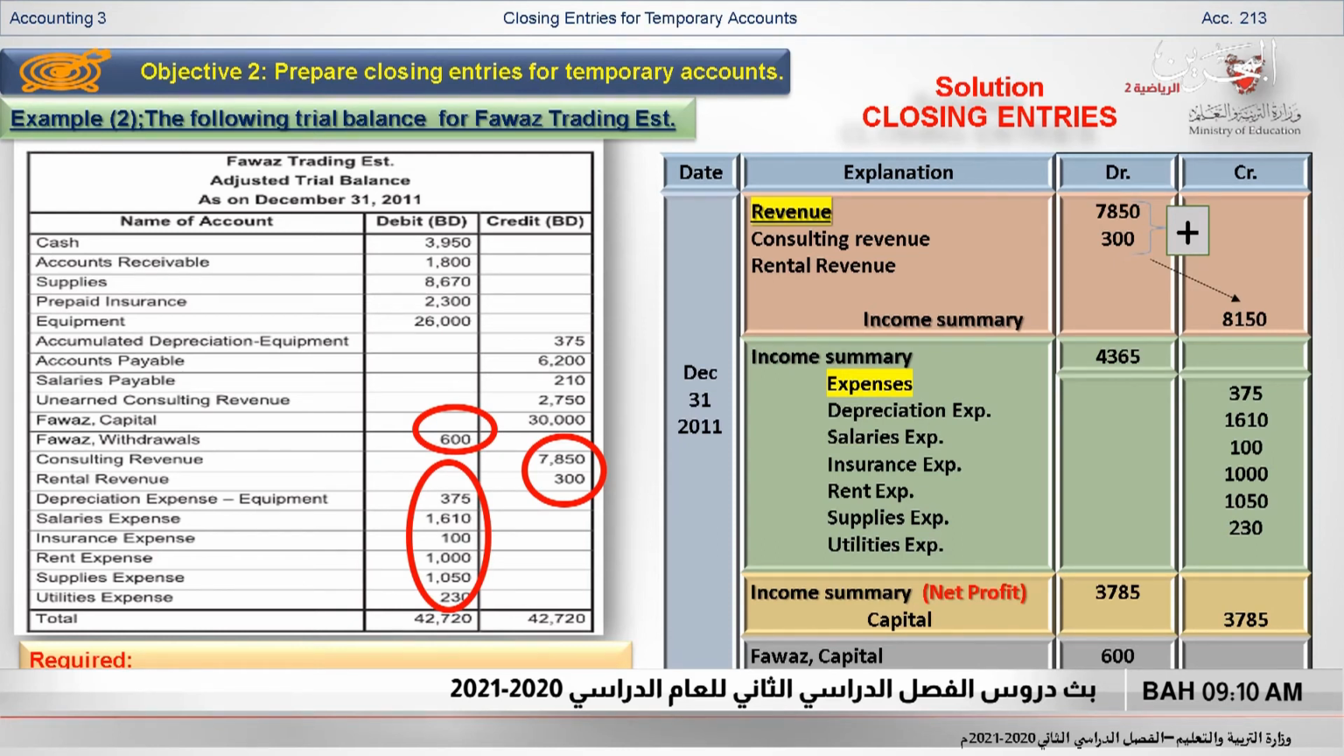The second step is to close expense accounts. You have to prepare one journal entry that credits expense accounts one by one: depreciation expense, salaries expense, insurance expense, rent expense, supplies expense, and utilities expenses, each for its balance as shown, and debit the income summary account for the total of 4,365 BD, which is the sum of all expense accounts.